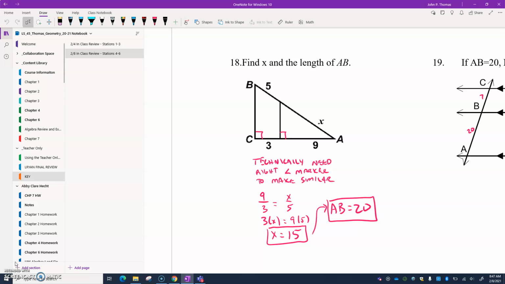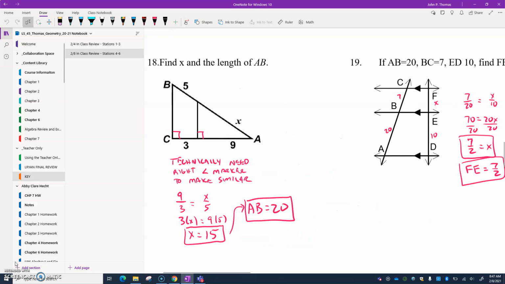And if they're parallel, we can set up a ratio, 9 to 3 equals x to 5. And again, remember, you could set that up 5 to 3 equals x to 9. Both would work just fine. And that gives us 15 and 20.